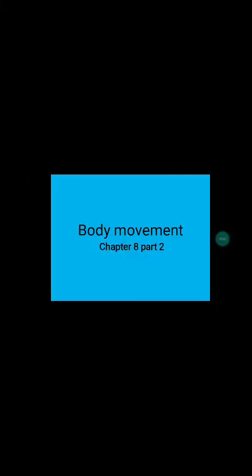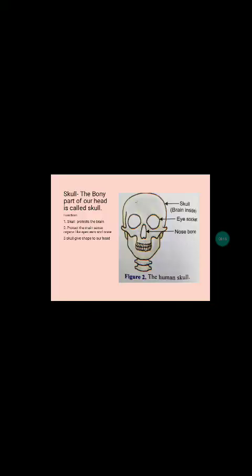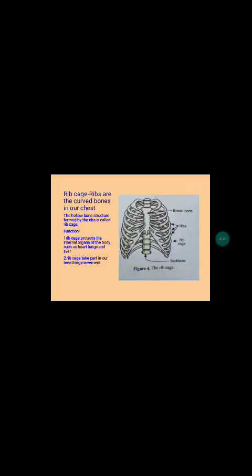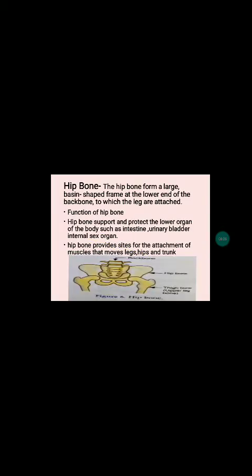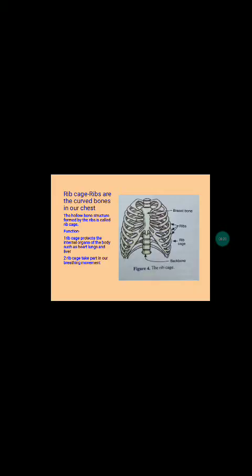Student, so in this chapter we have read till now locomotion and skeleton, function of skeleton. So in part 2 we will study the skeleton's parts, like skull, backbone, rib cage, shoulder bone, bones of the hand, hip bone. So next, let's start one by one.